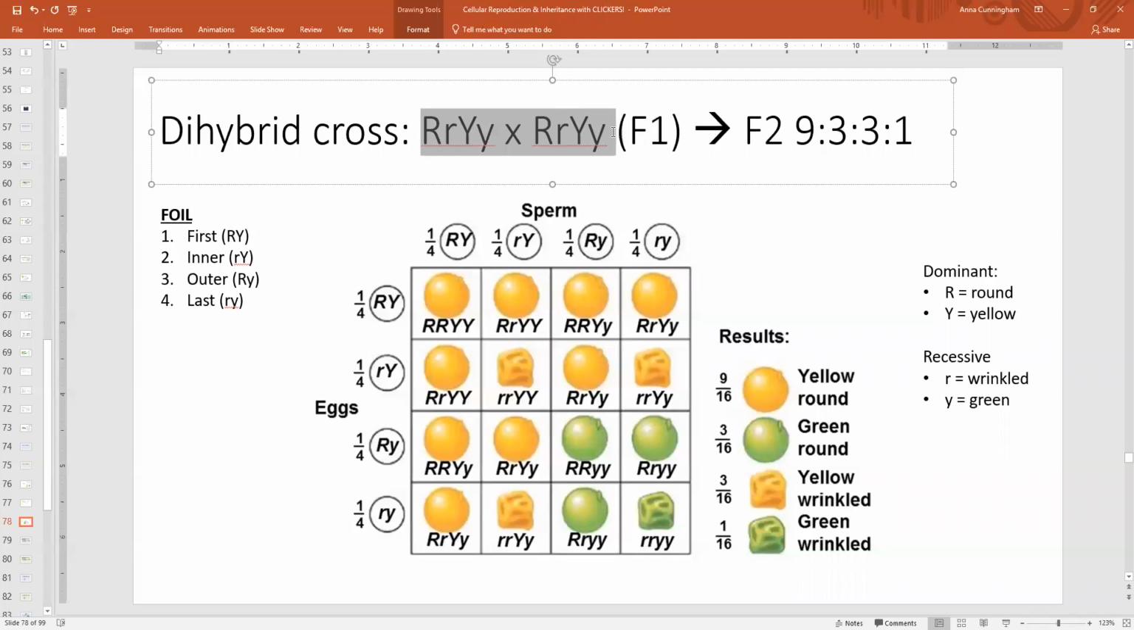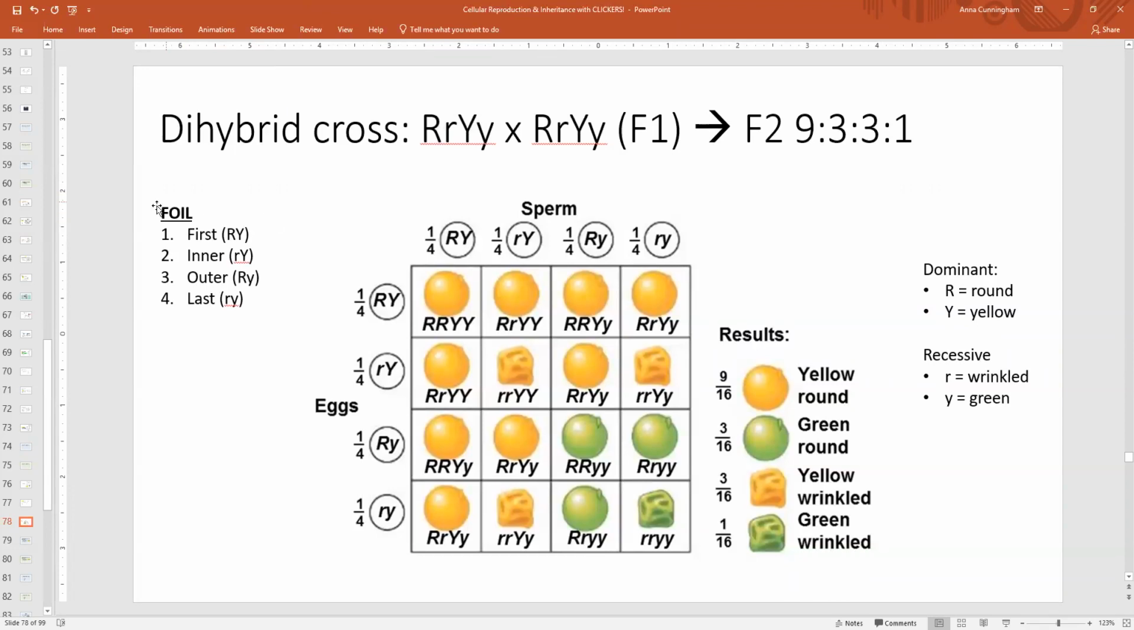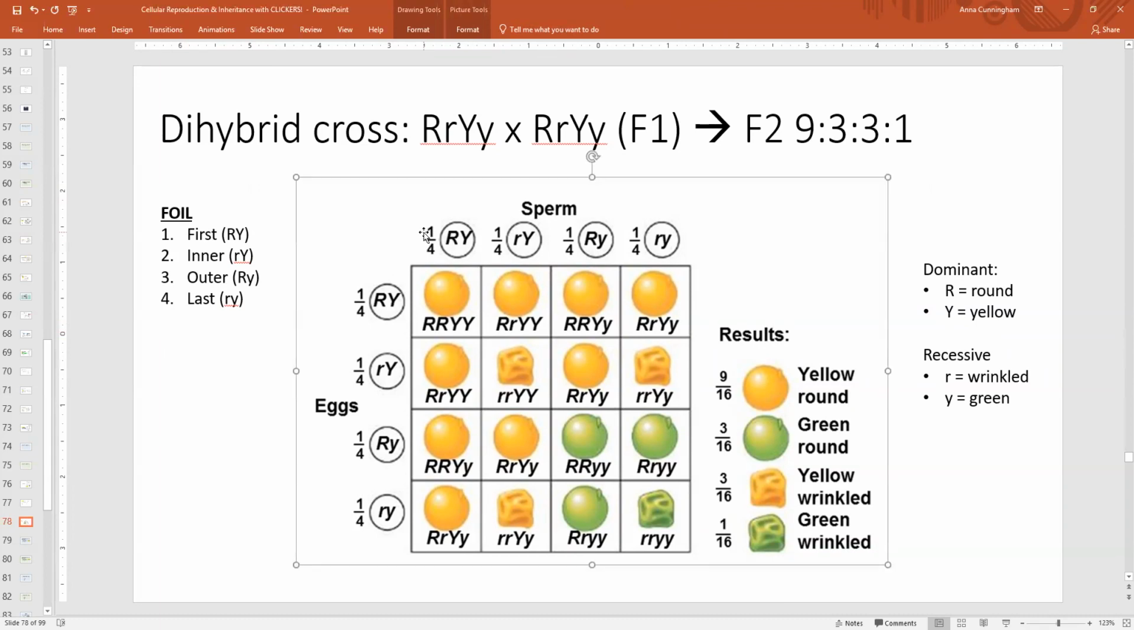So when we're looking at a crossing, how we can determine what goes on the top of a dihybrid cross Punnett square is you can use the anagram, I can't remember what it's called, but it's basically FOIL, which stands for first, inner, outer, last. Okay, so what that refers to is the boxes. So to set this up, you're going to have 16 squares, right? So we have 4 in the first column, 4 in the second column, 4 in the third, 4 in the fourth. You'll notice there's 4 boxes also in each row. So that's a total of 16.